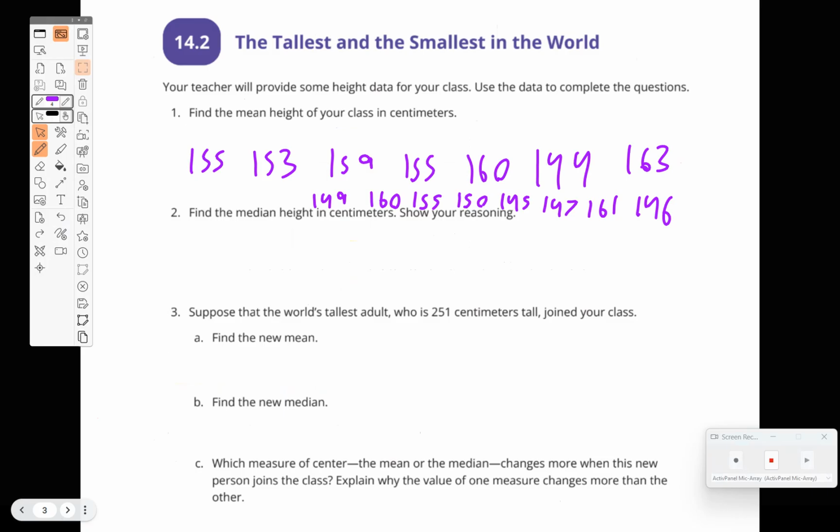All right, do we have the mean? What's the next thing? Find the median. Go ahead and list them in order. Find the median. Hold on.